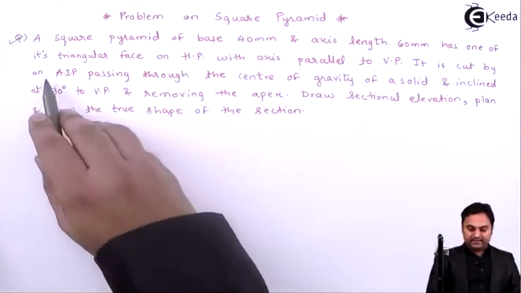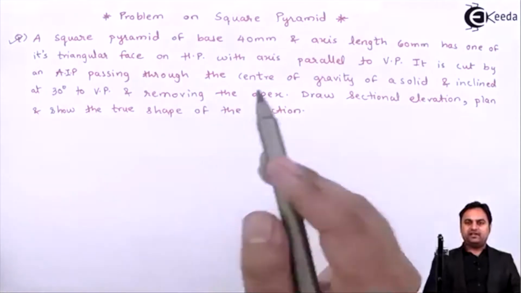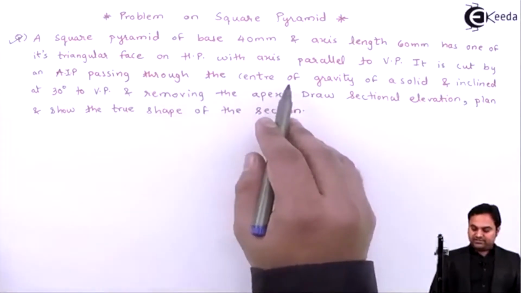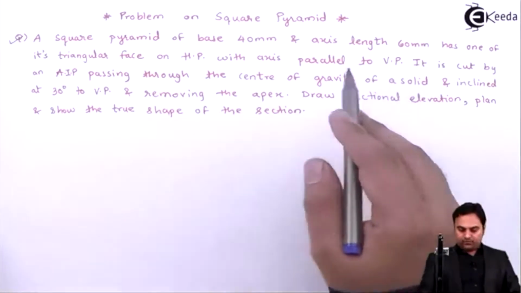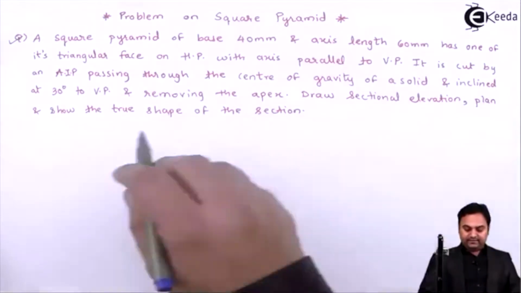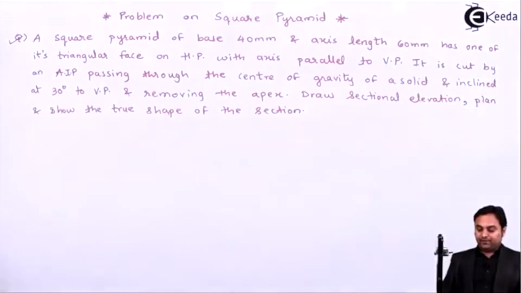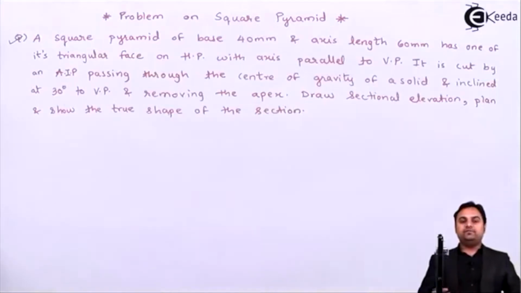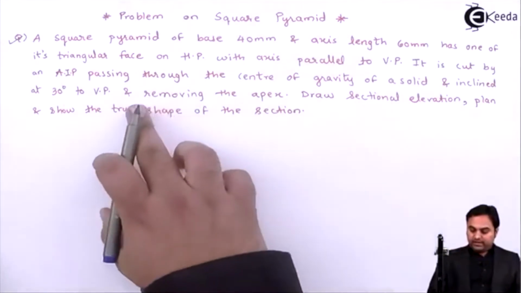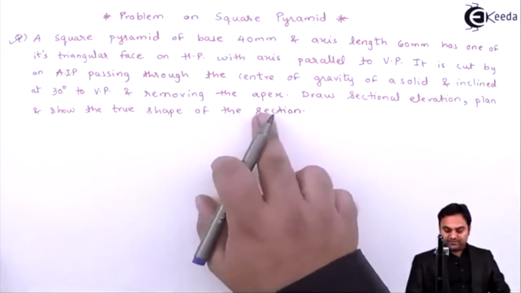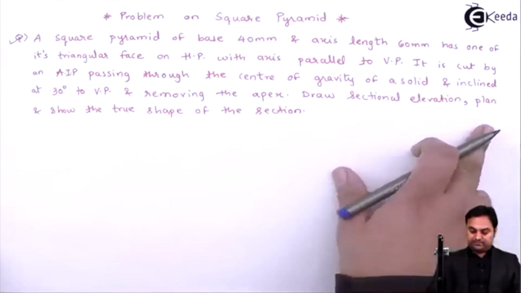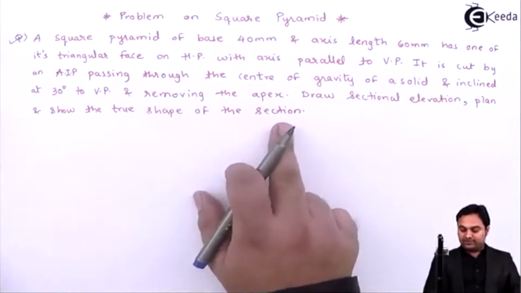It is cut by an AIP, called an auxiliary inclined plane, passing through the center of gravity of the solid, which is the square pyramid, and inclined at 30 degree to VP. Inclination 30 degree to VP will be visible in HP. And removing the apex, the condition is given. Draw sectional elevation, plan and show the true shape of the section.